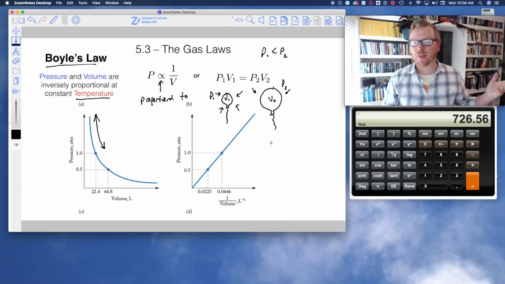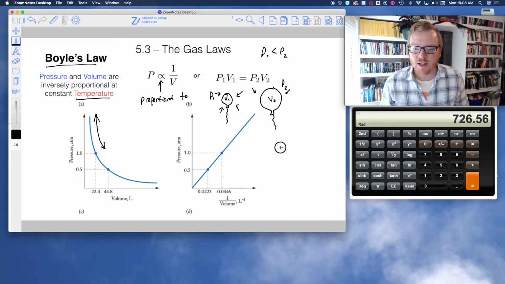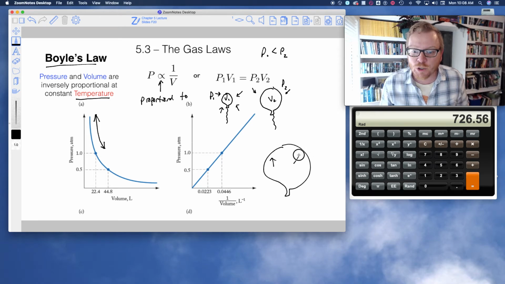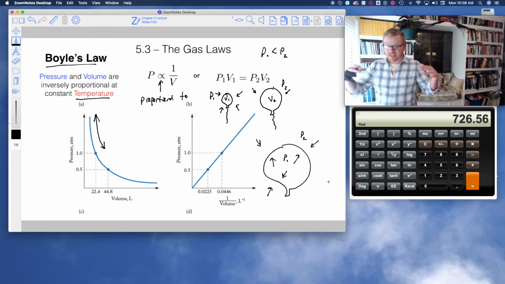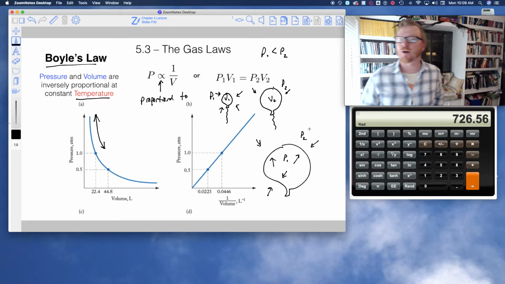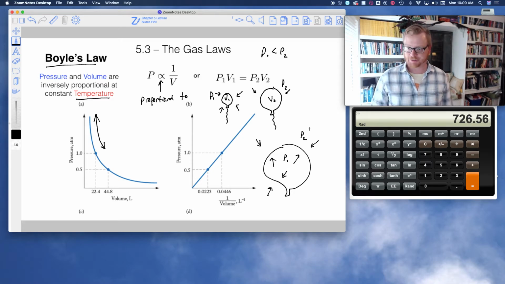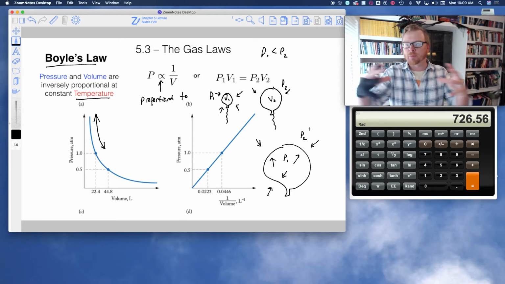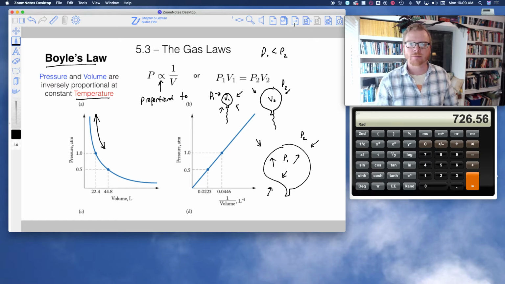And really the reason for that is because there are also molecules in the balloon pushing the balloon out. So if this is my P1 and this is my P2, eventually they want to have an equal force on each other. This is related to Newton's third law: for every action, there's an equal and opposite reaction. So this is why we see the balloon swelling or compressing depending on how the outside pressure changes.